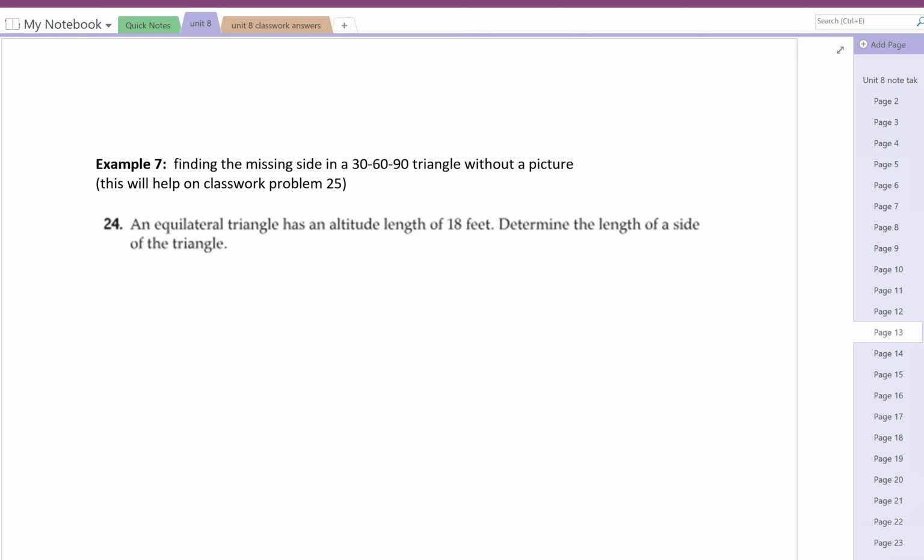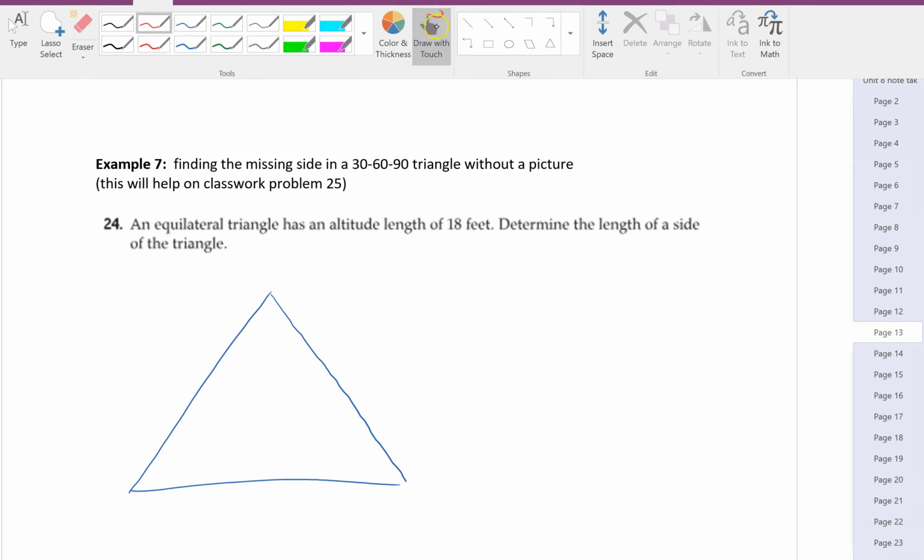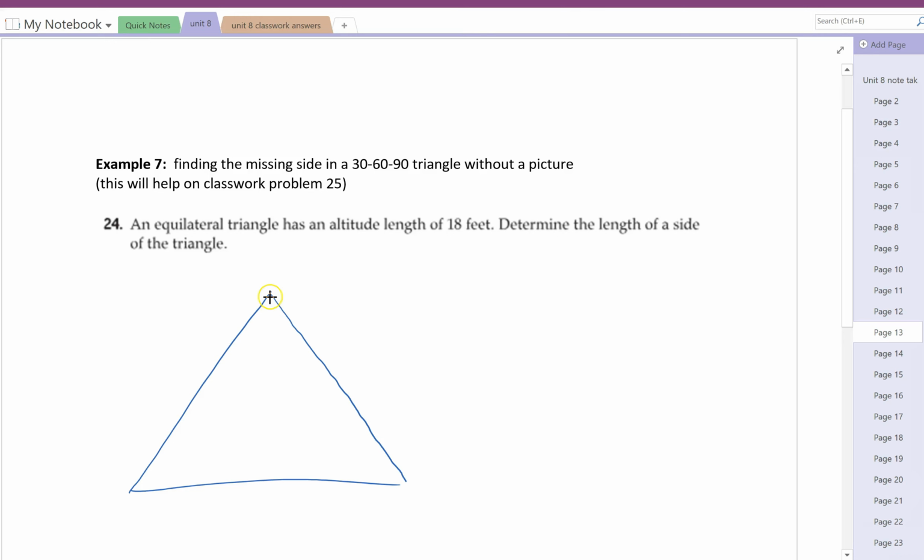Okay, it says an equilateral triangle has an altitude length of 18 feet. So let's draw an equilateral triangle. Remember, that's one where all 3 sides and all 3 angles are the same. So there's my rough approximation of an equilateral triangle, and it says it has an altitude that's 18 feet. So remember, an altitude is when I start at a vertex and I draw a perpendicular line to the opposite side. And so it tells me that this line right here is 18 feet. What does it want to know? It says determine the length of a side of the triangle. So it wants to know, like, how long is this side down here?